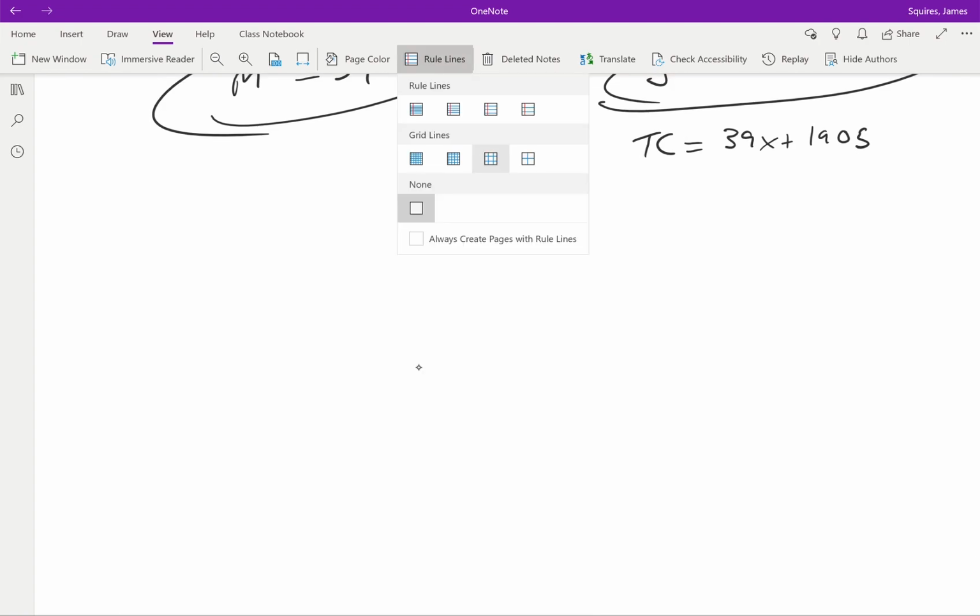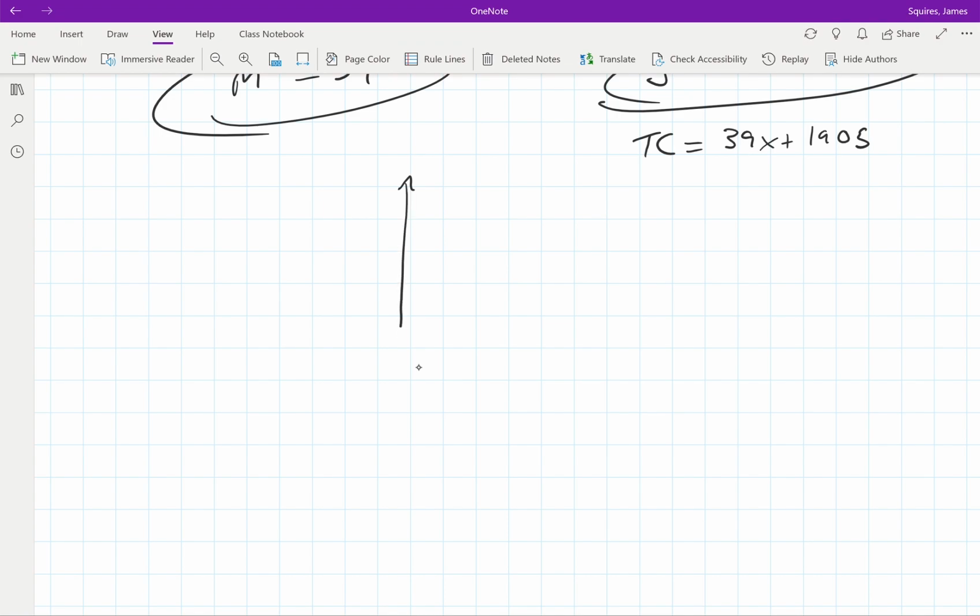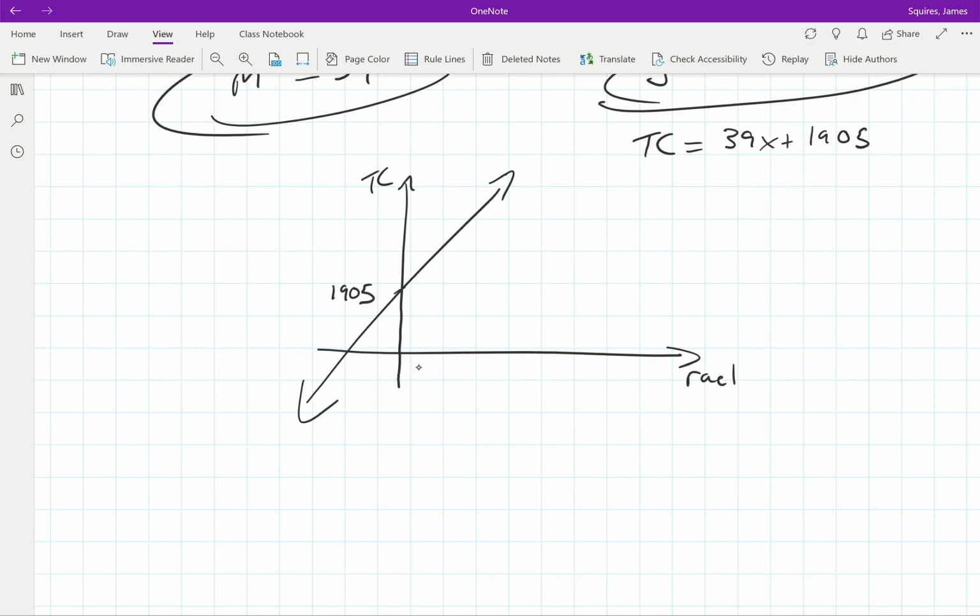So if we wanted to graph the total cost function, we are going to have a y-intercept of, say, 1905. If each grid mark was considered 1,000 units, then just under 1,000 units, we're going to have 1905, and we're going to have a slope of 39 units. So why don't we just draw an upward sloping line such as this to represent that we are graphing the total cost function. So total cost as a function of the number of rackets that they produce. Okay.